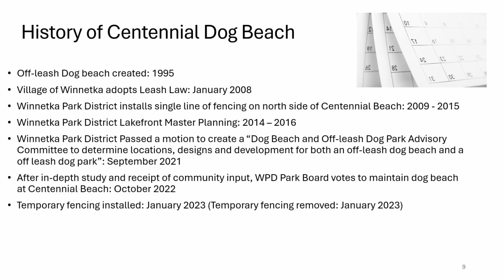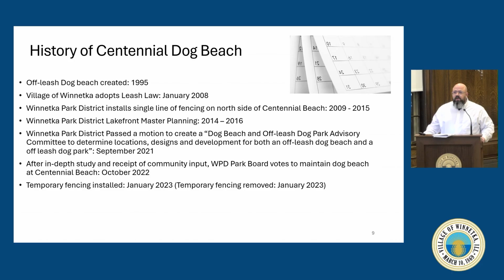Moving forward to the Lakefront Master Plan, in 2014-2016, different things were identified in the master plan to take into consideration for the Dog Beach at Centennial, what that should look like, whether it should remain at that location, or whether it should be removed entirely. At that point, the dog fencing was not reinstalled or suggested. So the Park District did move forward and adopted the master plan in 2016. From there, the Winnetka Park District passed a motion in September of 2021 to create a Dog Beach Advisory Committee to further review the discussion around Centennial Dog Beach, as well as dog beaches along the North Shore, in this case in the Village of Winnetka, and to try to find the best location for that.